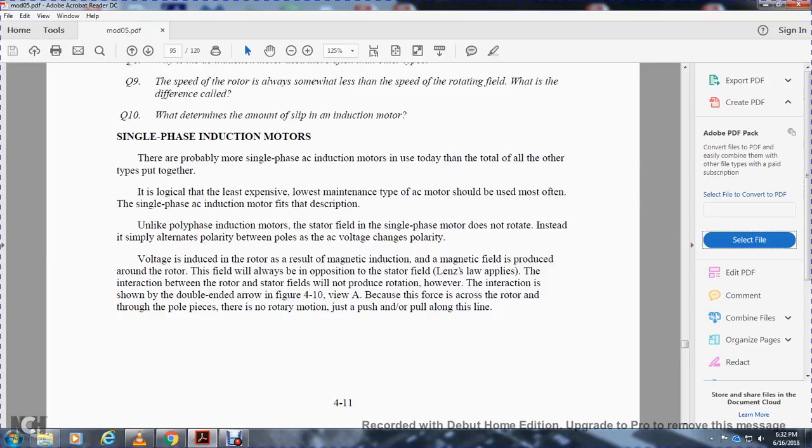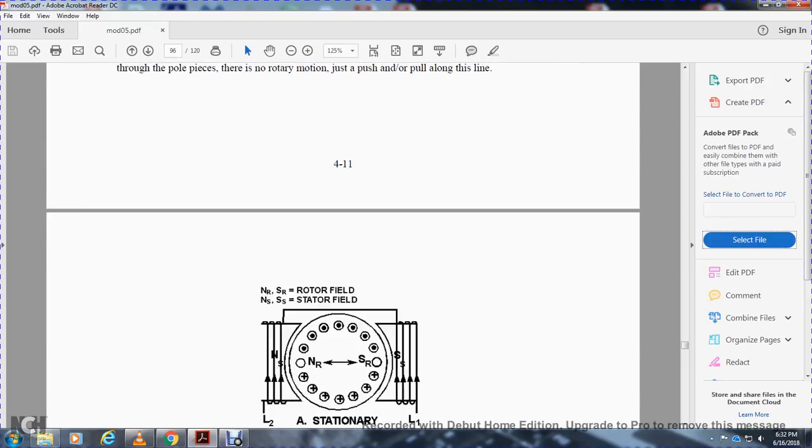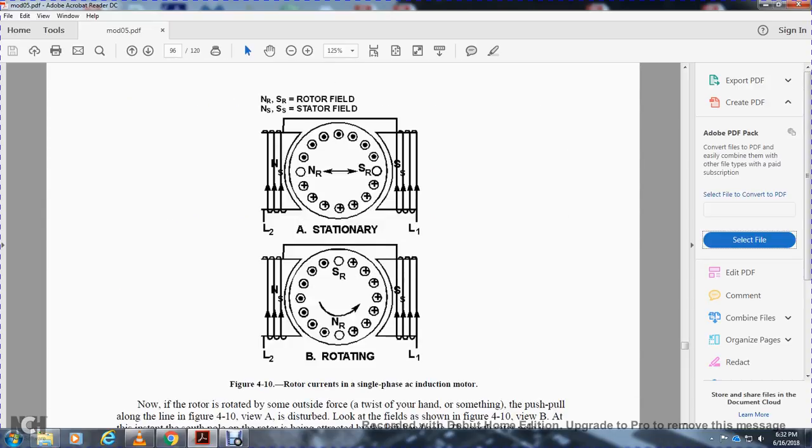However, the interaction is shown by the double-ended arrow in figure 4-10 view A, because the forces across the rotor push and pull along this line. The rotor remains stationary, and the stator field simply alternates.